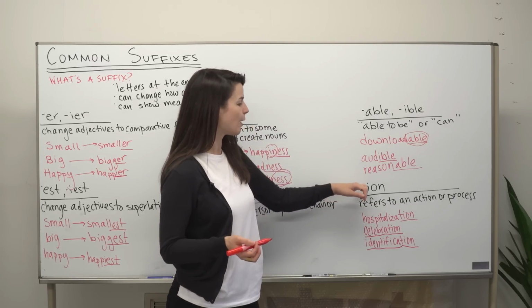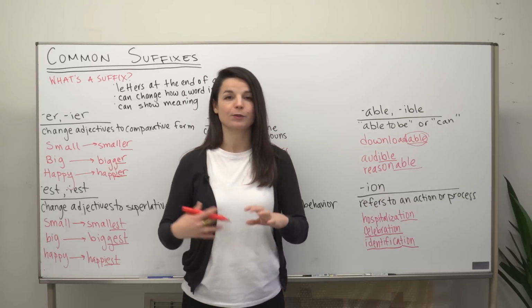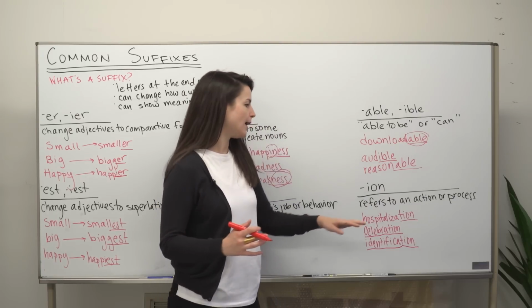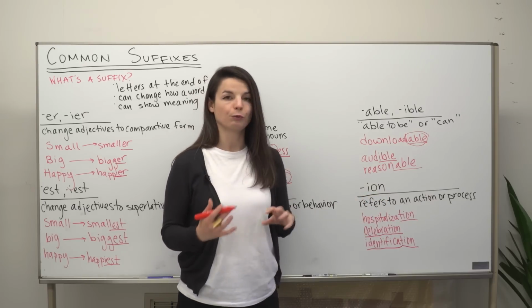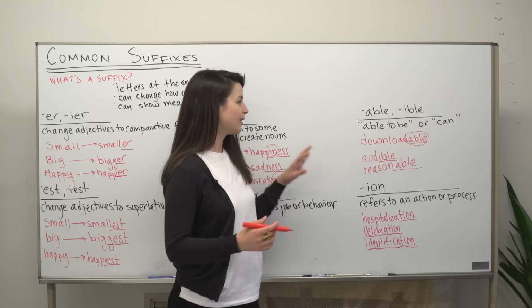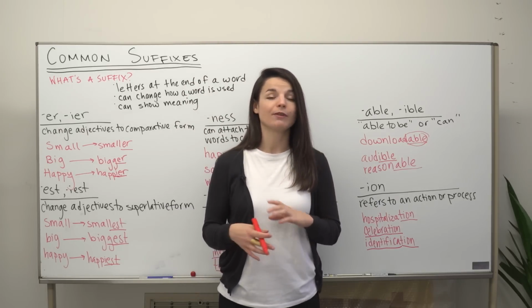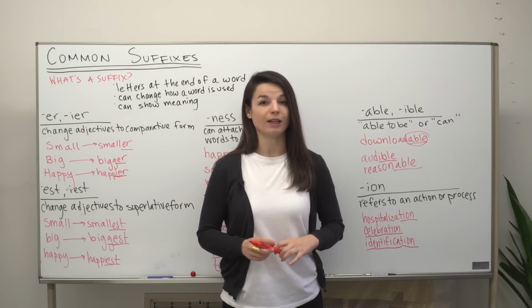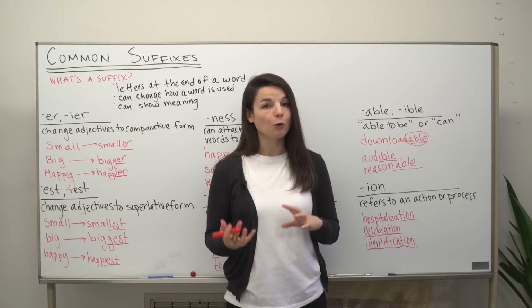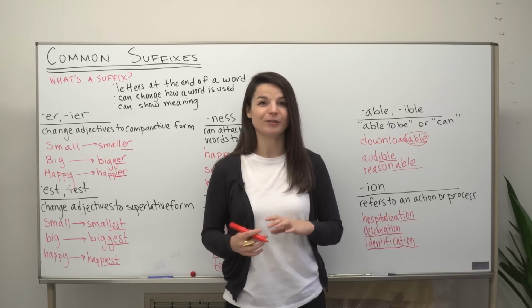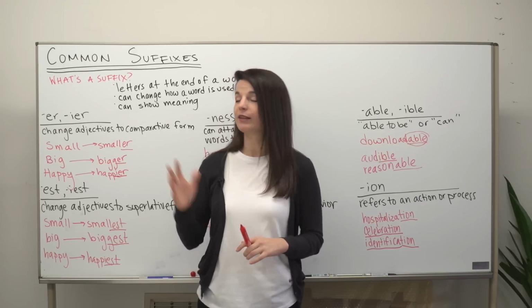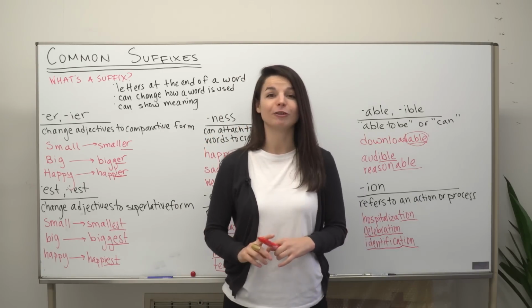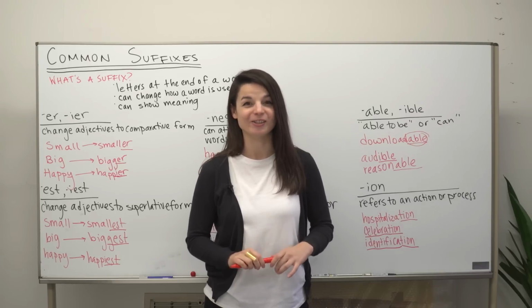So we use ION to refer to actions or to processes, and they relate to the root of the word. So these are just a few examples of the many, many suffixes we can find in English. There are quite a few more, and maybe I can introduce some more in a different video. But these are just a handful of some common ones that you can use.